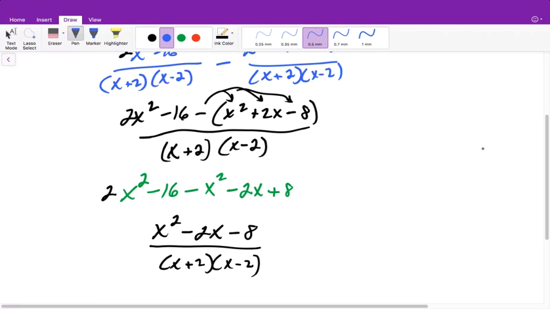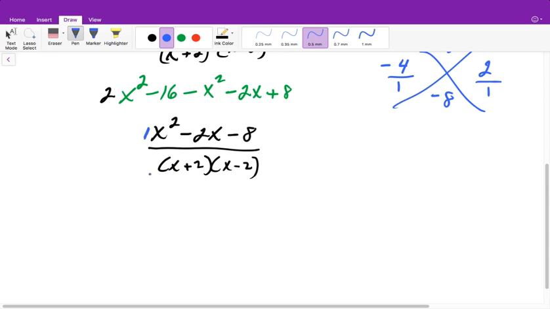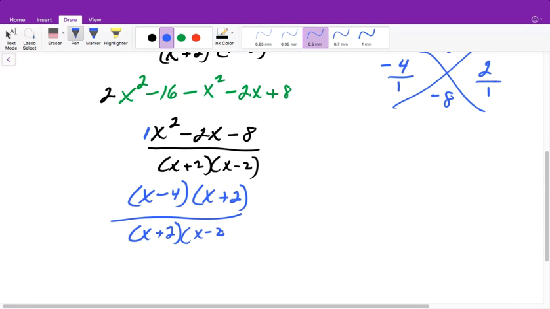Now this numerator needs to be factored, so we can draw the x. So we do 1 times negative 8 is negative 8. The negative 2 drops. Numbers that multiply to 8 that have a difference of 2 are 4 and 2. Since this is negative, the 4 has to be negative, and since this is a 1, we divide each one by 1. So then this factors out to x minus 4 times x plus 2, all over top of x plus 2 times x minus 2.